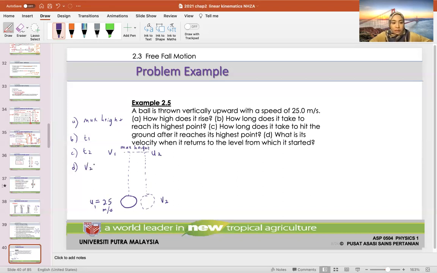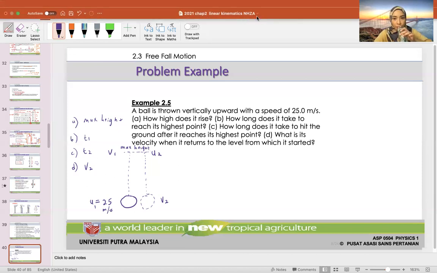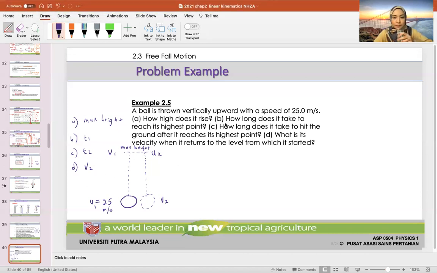How do I find A? What is the equation that I should use to find A? I want to ask someone. Isma Nazmi, how do I find A, the maximum height? What should I do?